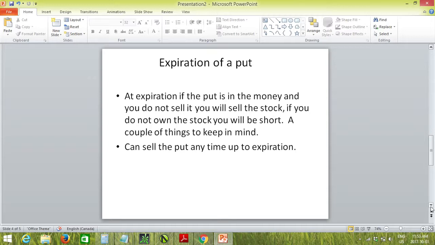A couple of things to keep in mind: you cannot have a short position in a registered account. So if you're Canadian, you cannot have it in your RSP account. If you're American, you can't have it in your IRA account. It has to be in a margin account. You have to have a margin account in order to do that, because short positions just aren't allowed in retirement accounts. So just keep that in mind if you do have a put and you intend on exercising it. Of course, you can also sell the put at any time up until expiration.